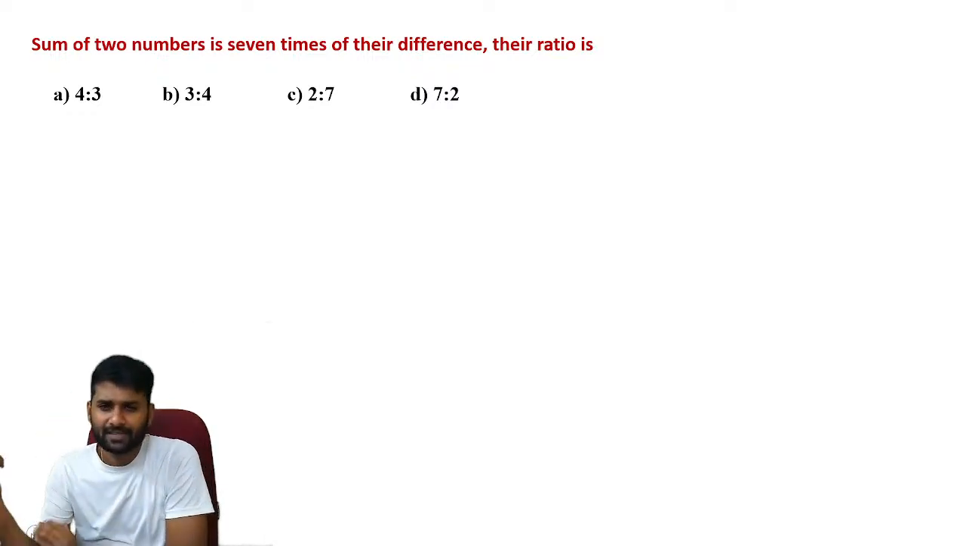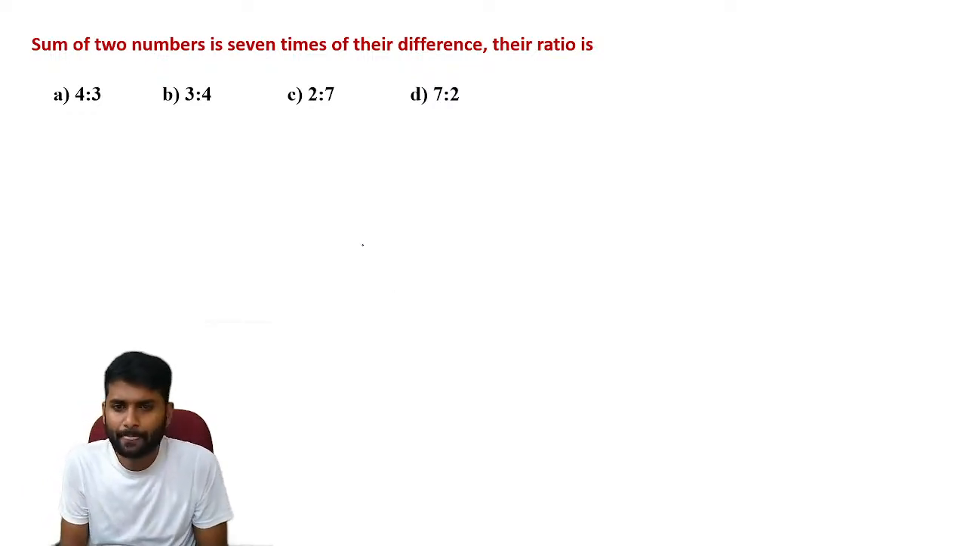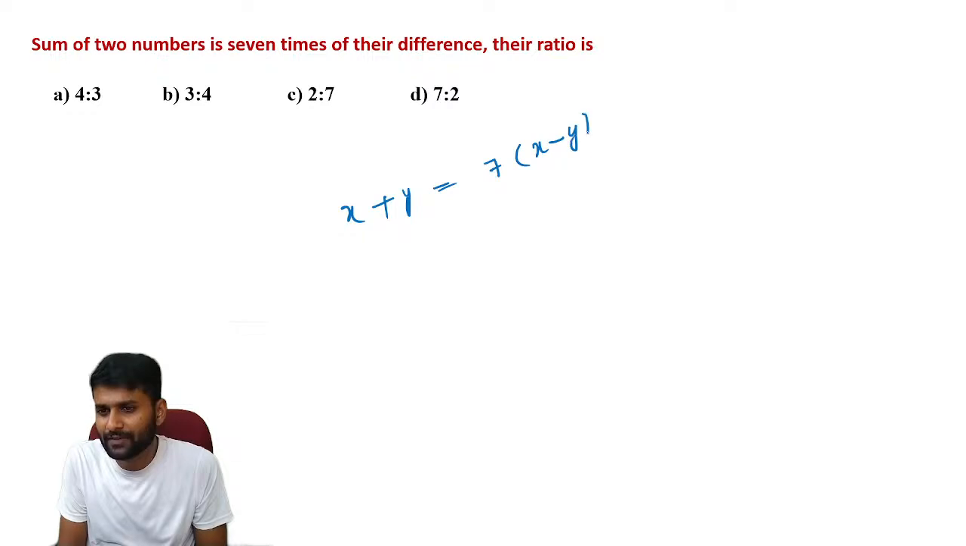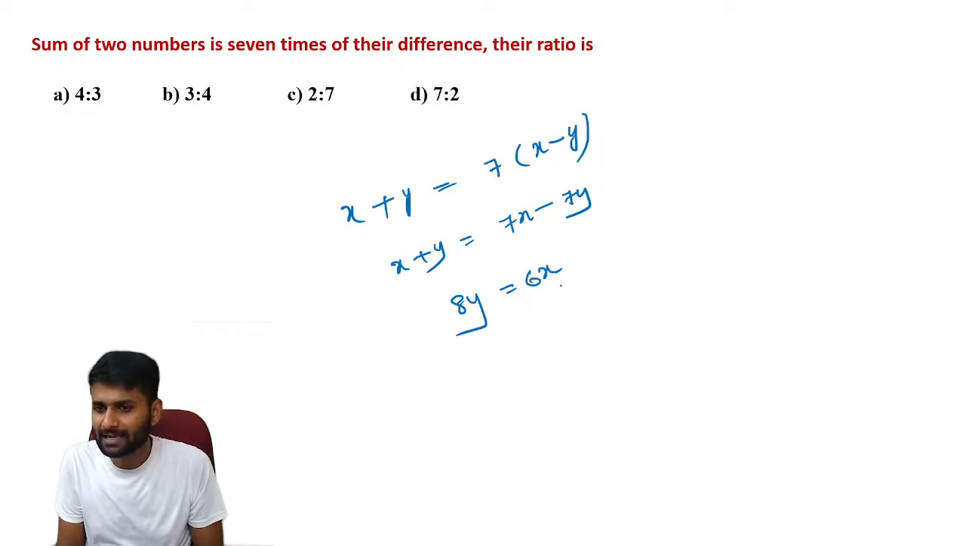Now here the question. Sum of two numbers is 7 times their difference. Find the ratio. Sum of two numbers x plus y is exactly equal to 7 times the difference. Simple question. For the simplification, x plus y is equal to 7x minus 7y. If you take y to the other side, it becomes 8y, and here it is exactly equal to 6x.